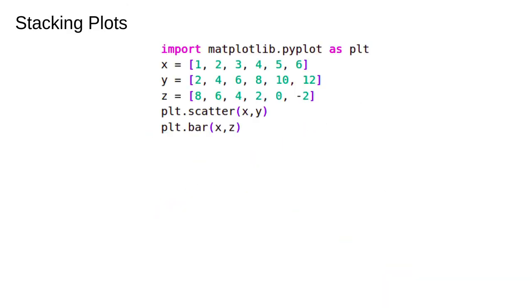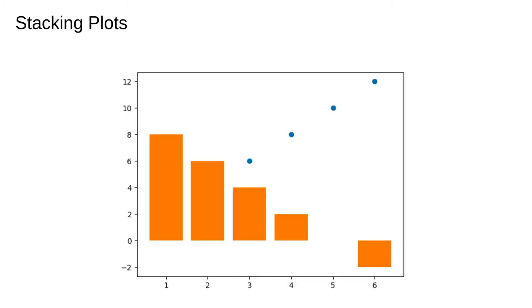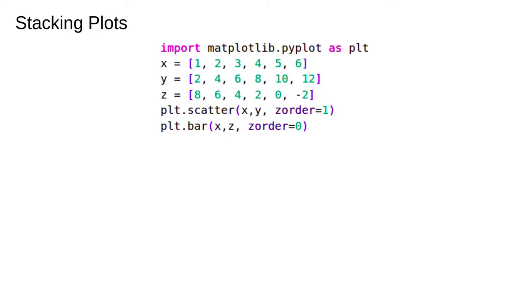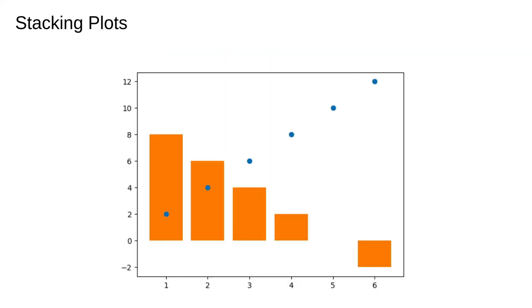Pause and think about what this code is going to do. It produces this. Do you see the problem? Some of the blue points are hidden behind the bars of the bar chart. By specifying the z-order, we can choose which figure elements go in front, those with higher z-order, and which ones go in the back with lower z-order. With higher z-order, now the blue points are in the front.